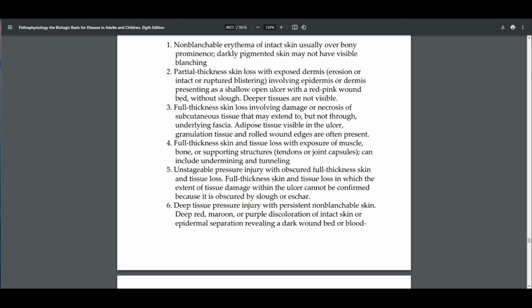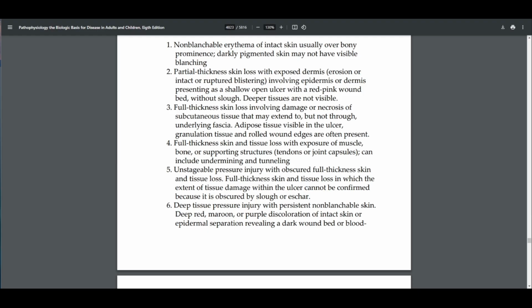Then you have your full thickness, which is skin loss involving damage or necrosis of subcutaneous tissue that may extend to but not through underlying fascia. Adipose tissue visible in the ulcer, granulation tissue, and rolled wound edges are often present. And then you have your full thickness skin and tissue loss with exposure of muscle, bone, or supporting structures, so your tendons and joint capsules, and can include undermining and tunneling.